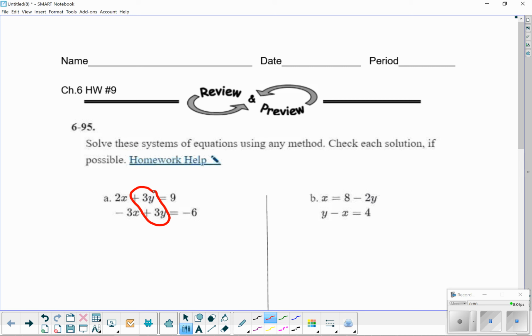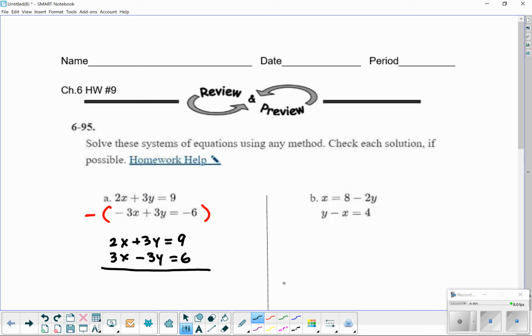So I'm going to use the elimination method, and what I'm going to do is multiply the whole bottom by negative 1. So the top equation is still 2x plus 3y equals 9, but now my bottom equation becomes 3x minus 3y equals positive 6. And with that, you can go ahead and do your elimination method.